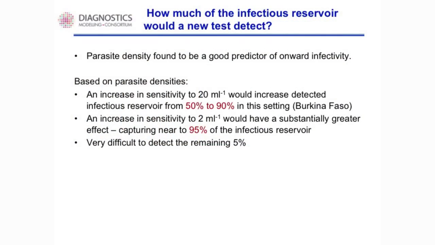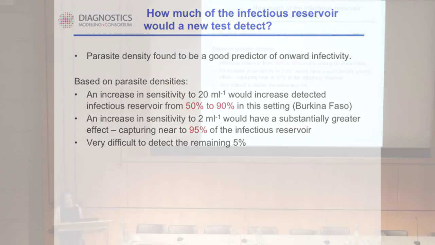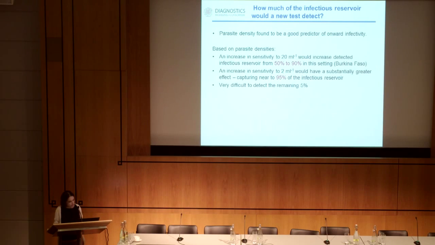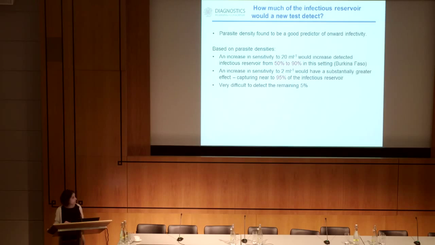So based on parasite densities, the summary of that was that if we increased sensitivity by 1 log order, to 20 parasites per microliter, we'd get an increase in the infectious reservoir detected, at least in that setting, from around 50 to 90%. But increasing it another log order would get us up to around 95% of the infectious reservoir, which is quite a large portion. Then the interesting thing is those Kaplan-Meier curves flattened out. So you'd have to put an awful lot of effort in, get a huge sensitivity increase to buy that last 5%. So probably the cutoff point is around the 2 log order difference.